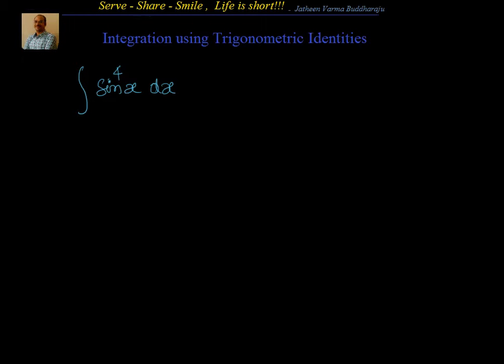We'll continue with the examples related to integration of functions using trigonometric identities. So in the coming couple of sessions we'll be working on that before we move into integration by parts. So, integral of sine to the power of 4x. How do we find the integral of sine to the power of 4x? Let's try to solve this example.